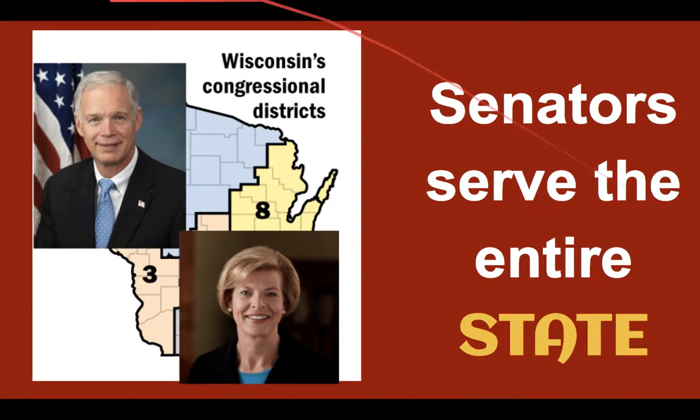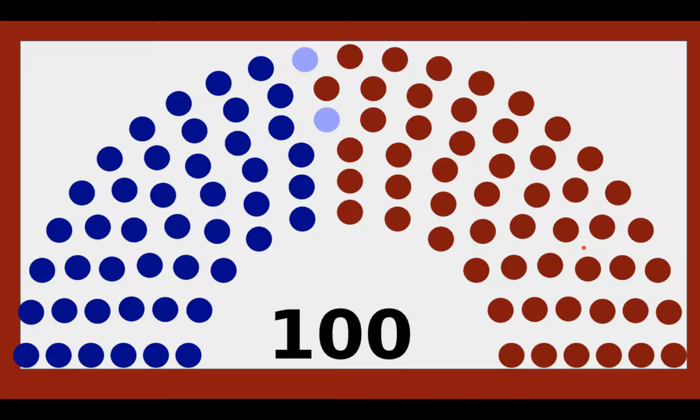These are our congressional districts for the House of Representatives, but the entire state is served by our 2 senators. We have Ron Johnson up here, and we have Tammy Baldwin down here. Ron Johnson is a Republican. Tammy Baldwin is a Democrat. That's one of the reasons why Wisconsin is a divided purple state. Right now, there are 53 Republican senators, 45 Democratic senators, and 2 independent senators that typically vote with the Democratic Party.